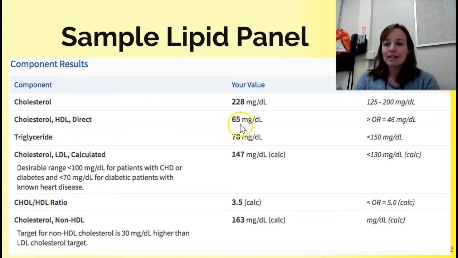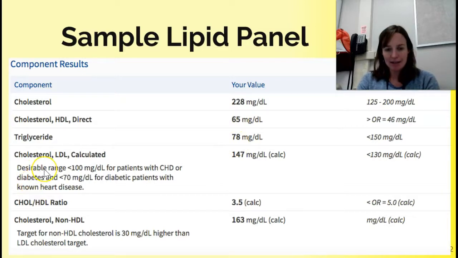HDL is 65, and they say they want it to be greater than or equal to 46. Remember, the higher the better. So 65 would be good, because now you realize that you have more HDL than the minimum. Triglyceride, as you know, is another term for fat. That one is also looking good because you want it to be less than 150, and this person's is 78.